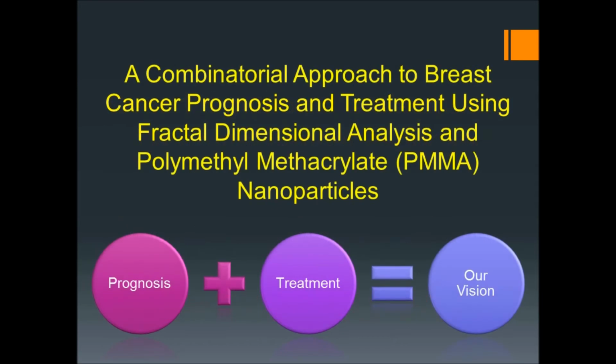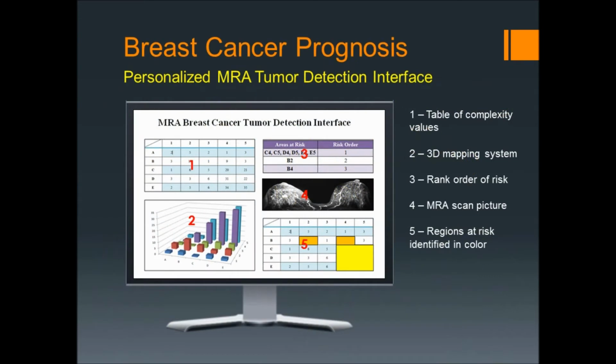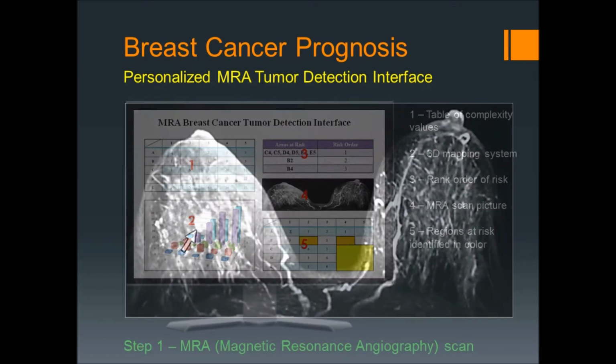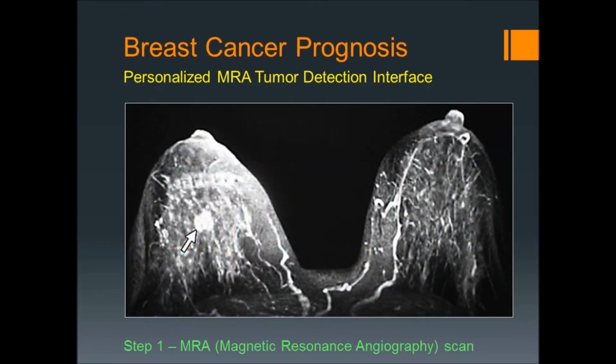This video details our approach to breast cancer prognosis and treatment using fractal dimensional analysis and PMMA nanoparticles. For our prognosis, we will use a personalized MRA tumor detection interface that will be developed as shown here. The first step is to obtain an MRA scan of the patient's breast that shows the blood vessels.